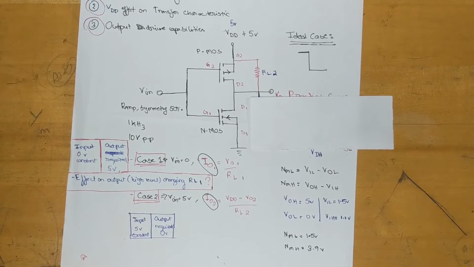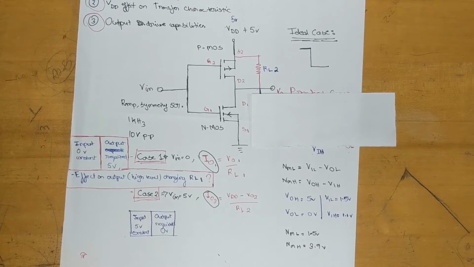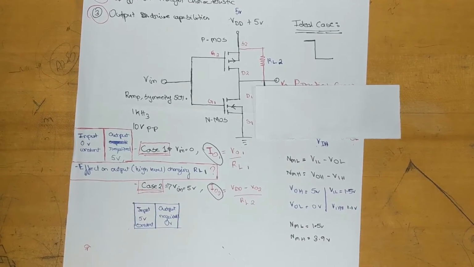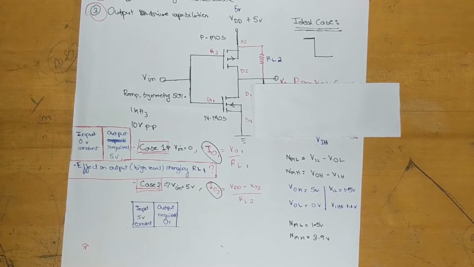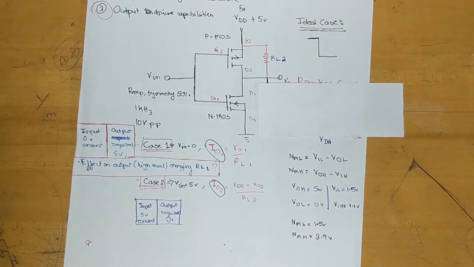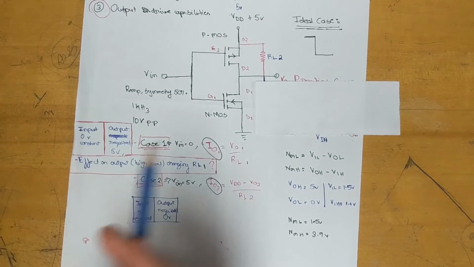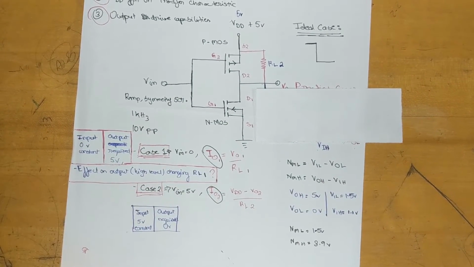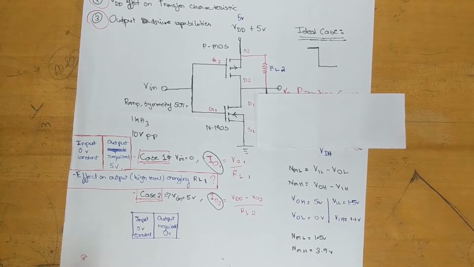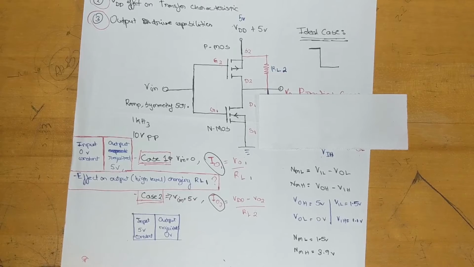For case 2, we're going to change the input voltage to be of 5 volts. Of course, for the inverter, we expect that the output voltage should be 0 volts or close to 0 for all cases. In this case, we're going to connect the load resistance between V output and the DC supply of 5 volts and measure V output versus the ground. We're going to vary the load resistance similar to what we did in case 1.